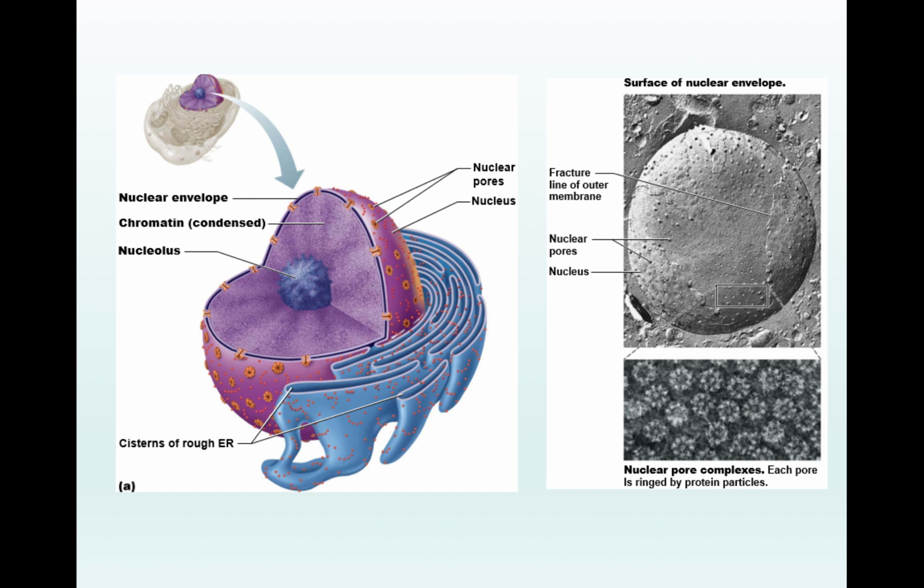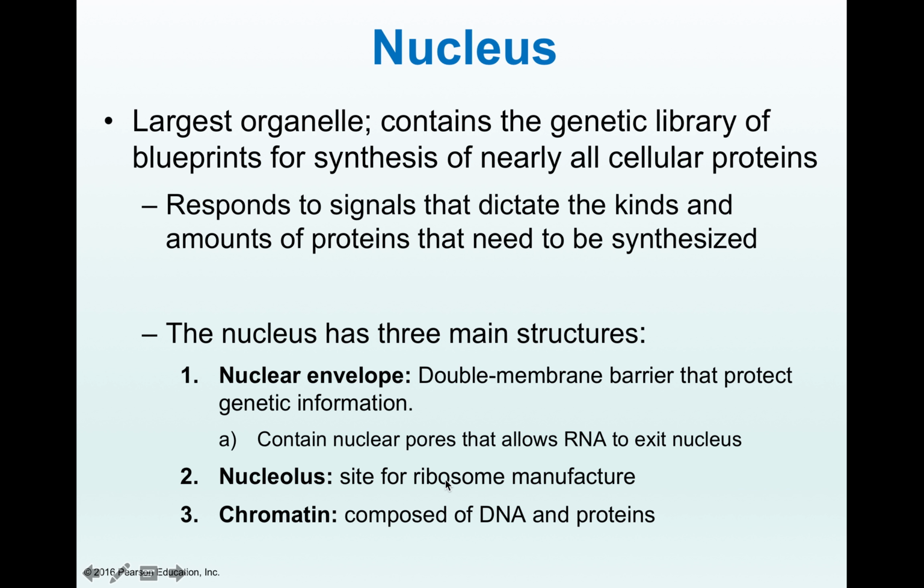Within the nucleus, if you think about this purple structure as the nucleus, you also have a secondary structure referred to as the nucleolus. And the job of the nucleolus is to manufacture components of an organelle referred to as the ribosome. So the ribosome, as we'll talk about, is responsible for protein synthesis.